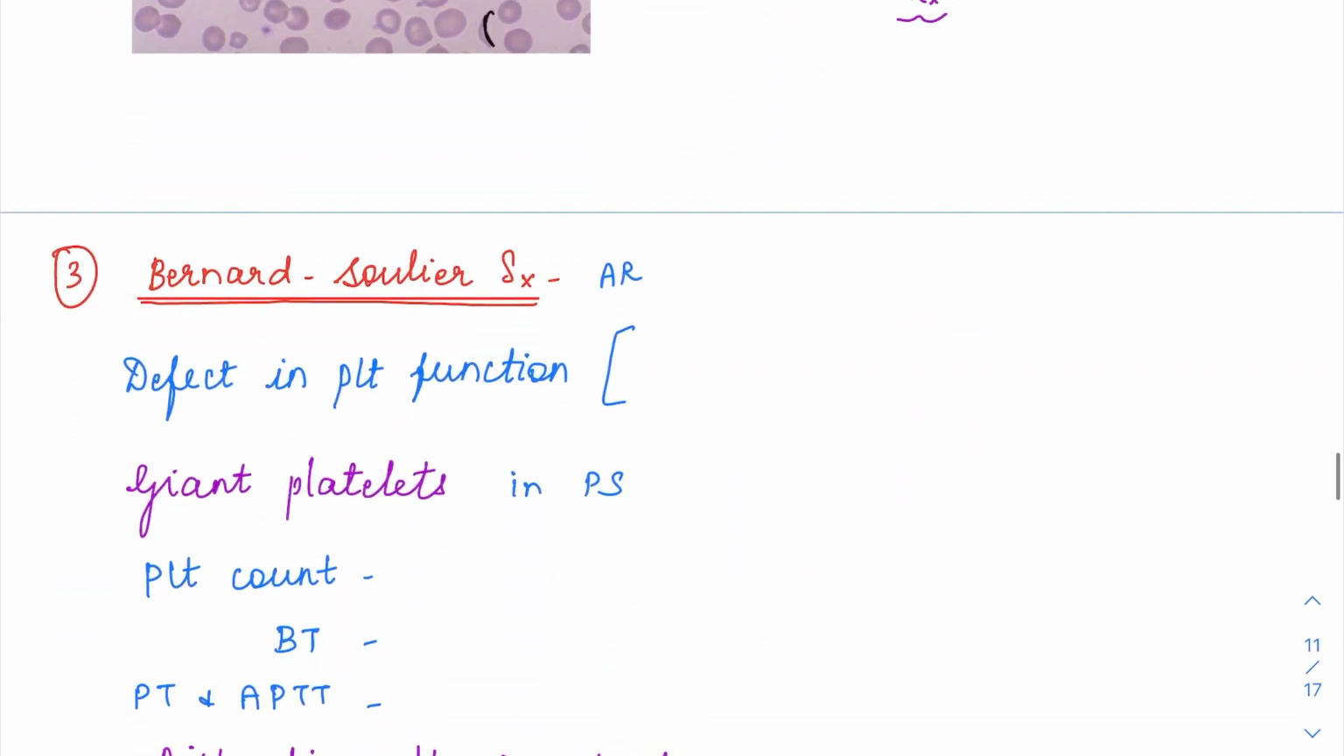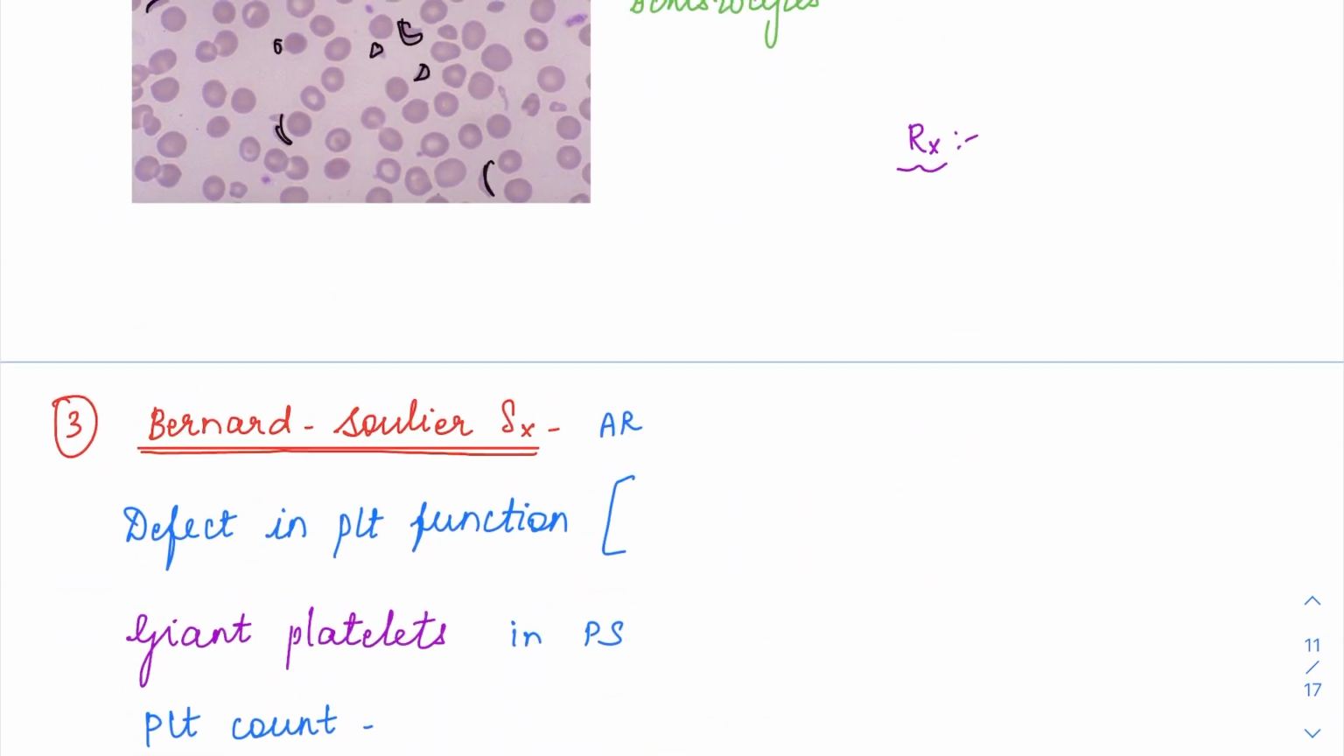Okay. So what do you do to treat DIC? Nothing but treat the cause. You cannot control anything. Symptomatically you can manage, but until you treat the cause, there is no going back. Okay.